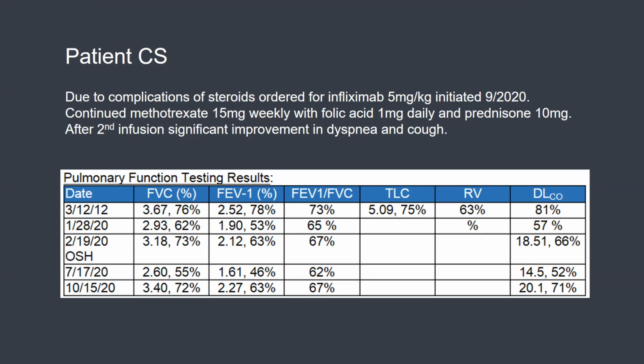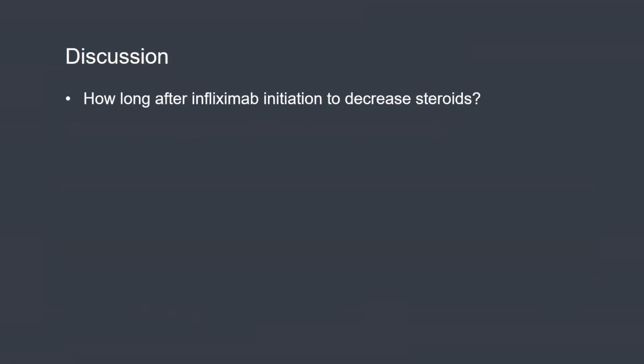I continued on both the methotrexate and the prednisone, but then after his second infusion, he had significant improvement with his dyspnea and cough. You can see on his PFTs here, he had quite a significant change and improvement just after that second dose of the infliximab. And so, how long after the infliximab initiation do we start to decrease the steroids?